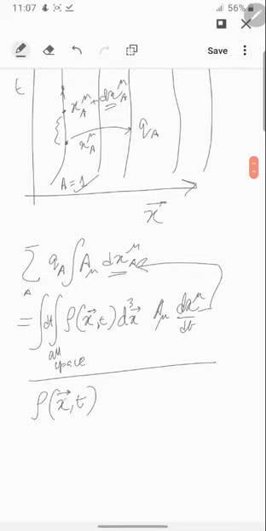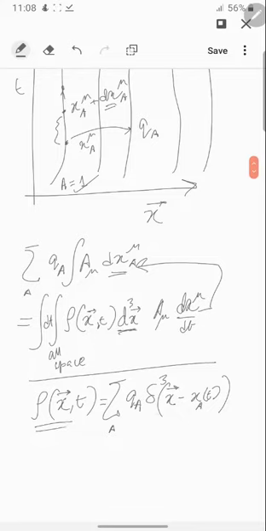So, first let us define rho of xt. Rho of xt is defined as qa delta function, the 3-dimensional spatial delta function, x minus x a of t. This is how it is defined, and then of course summation over a. So, what does this mean? Notice that when we are doing a d3x integral over this rho xt, what will happen is d3x integral means this 3-dimensional x coordinate is being integrated over.